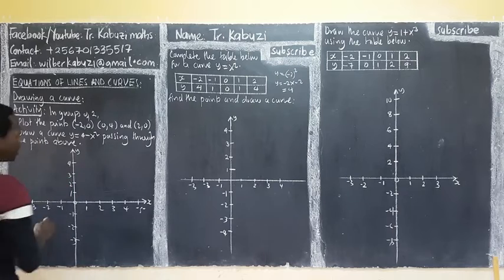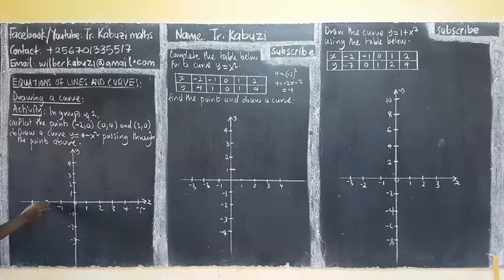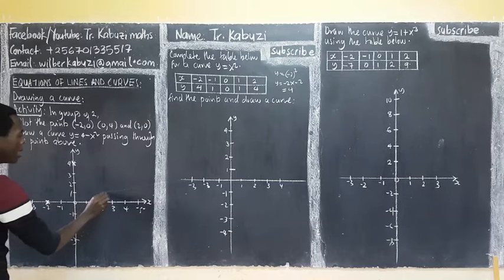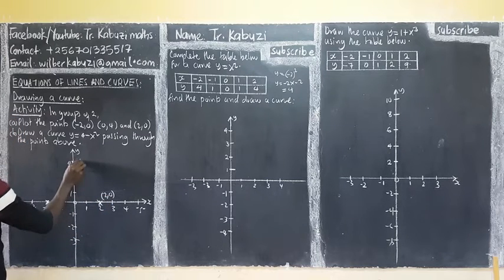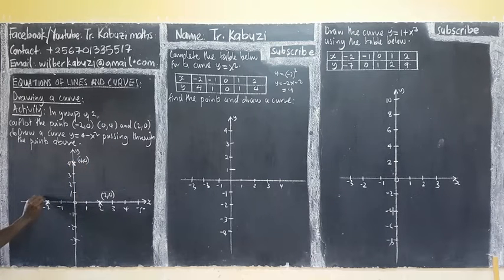We have -2, 0. I think this -2, 0 is here. So that's my -2, 0. Then I have 0, 4, which is here. Then I have 2, 0. This is 2, 0. This is 4, 0. And then this is -2, 0. So those are the points.